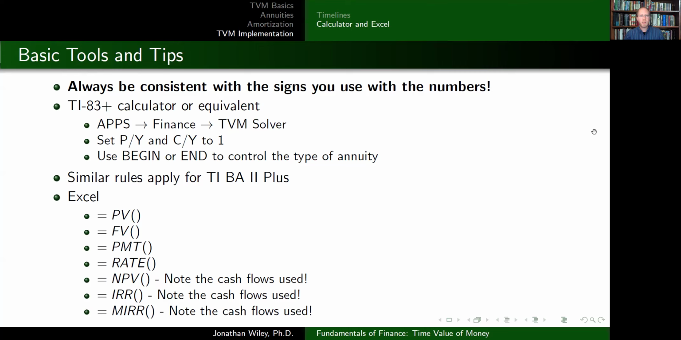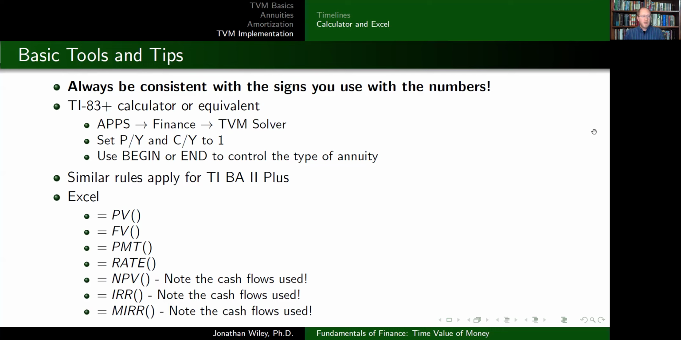So my recommendation is by default to kind of leave it on end. So if you forget to look at it later, it's set correctly. If you're using a TI BA2 Plus, which has time value money calculations embedded in it, the rules are very similar. Basically, you can select or input data for N and I and PV and payment, and then you can solve for future value, for instance. So the keystrokes are a little bit different, but the functionality is basically the same.